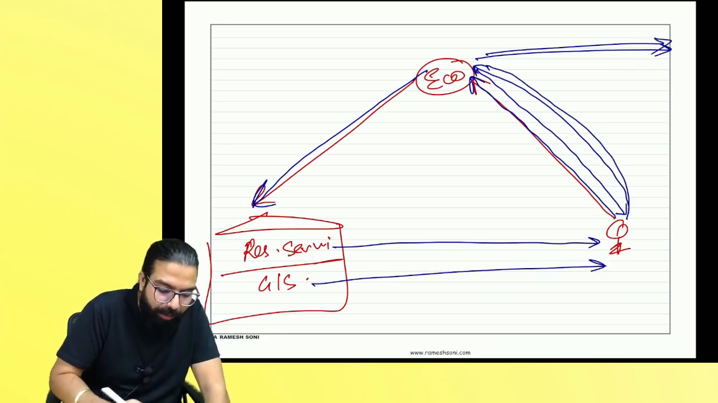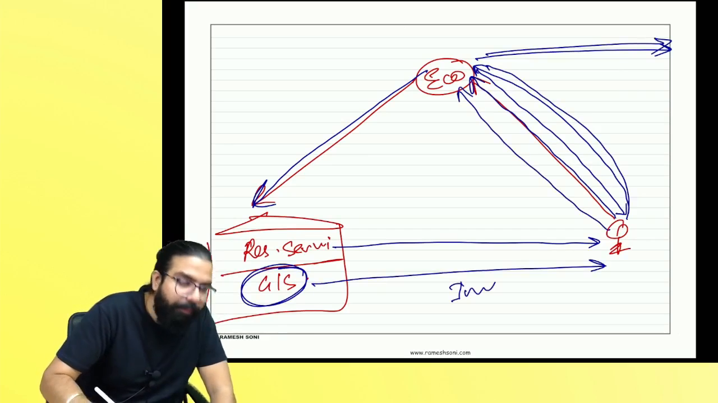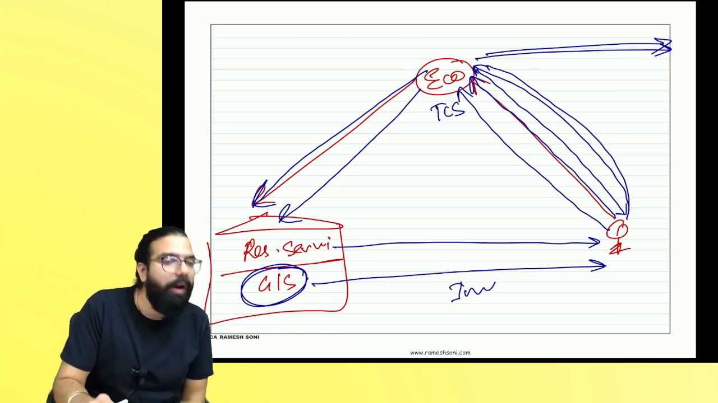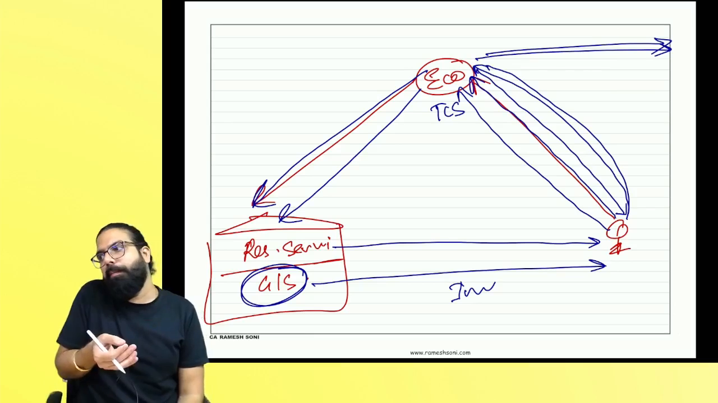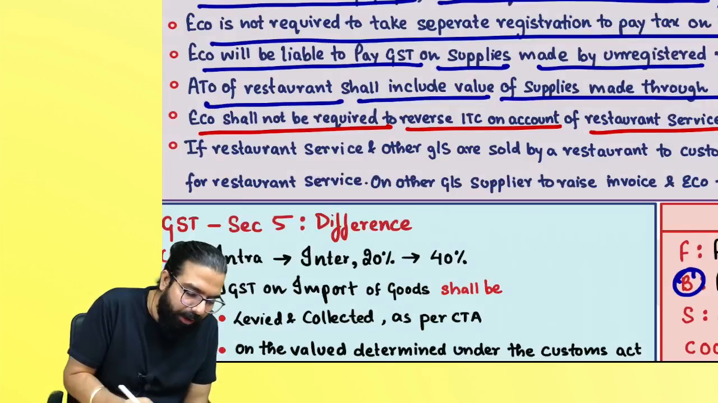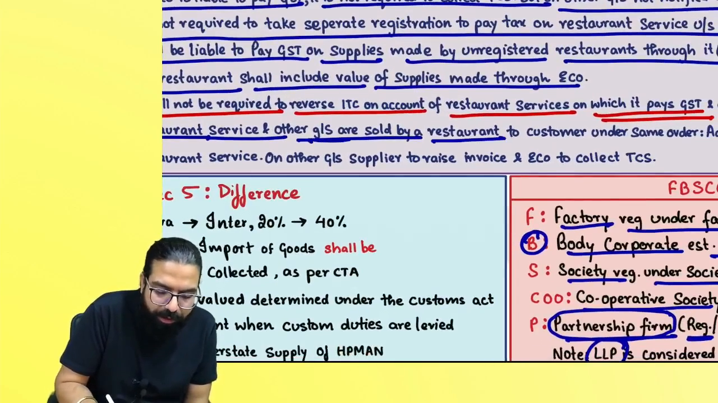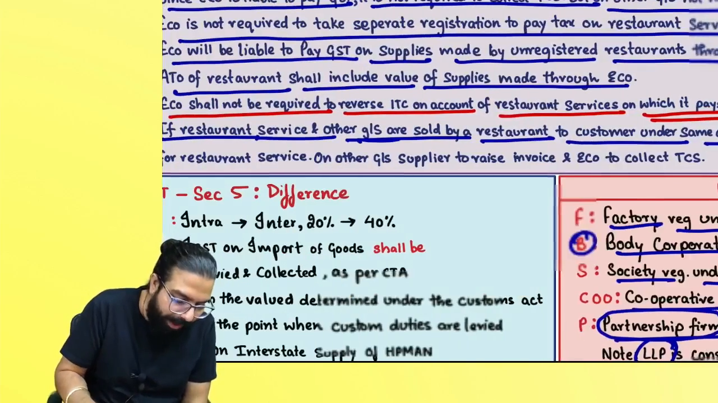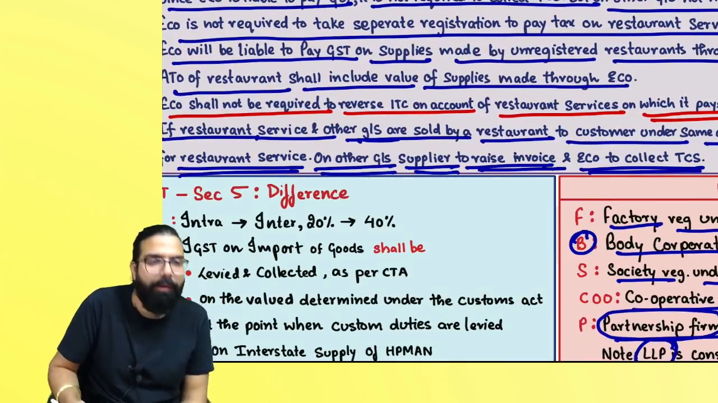With regards to the goods and services, the person who is the supplier will raise the invoice, you will make the payment, e-commerce will deduct TCS and then make the remaining payment to you. Are we clear? For the restaurant service, e-commerce will not deduct any TCS, but for other goods and services, e-commerce will deduct the TCS and pay the remaining amount to you. It is what is being told over here. If restaurant services and other goods or services are sold by a restaurant to the customer under the same order, it is advisable that the e-commerce operator raises a separate bill for restaurant services, and for other goods and services the supplier raises the invoice and e-commerce will deduct TCS.